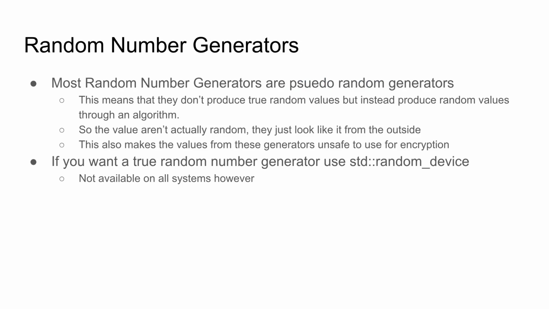The first thing about the random number generators is most of them are pseudo-random, which means that they don't really produce real random numbers. They just produce stuff that looks to us like it's random. Because these values aren't actually random, and there is some algorithm used to generate them, never use these pseudo-random number generators for any encryption. It's really easy to break. If you want true random numbers, you have to use std::random_device, but it's not available everywhere, unfortunately.